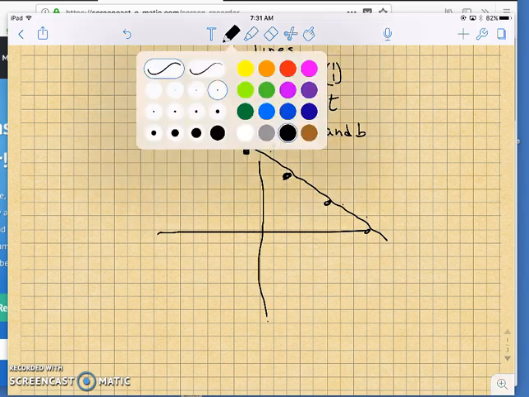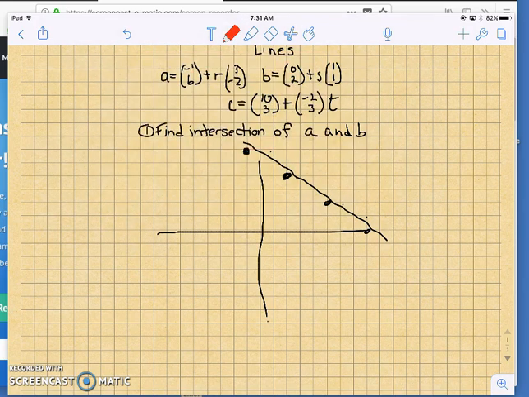And our line B starts at 0, 2. And then we go over 1, up 1, over 1, up 1. And we can see it intersects right there. So that's the coordinate 1, 2, 1, 2, 3, 4. So our answer would be 2, 4.